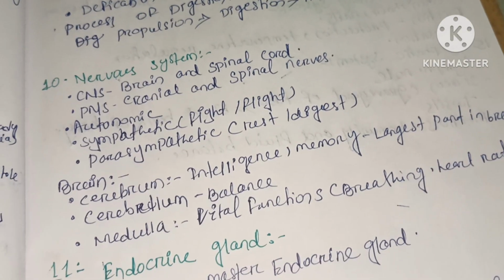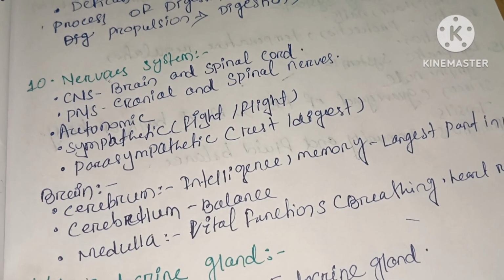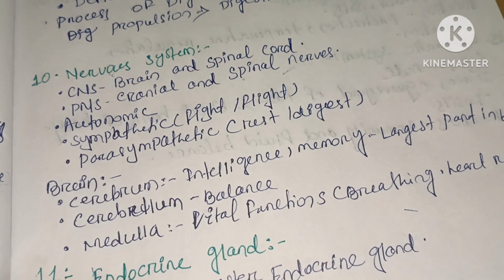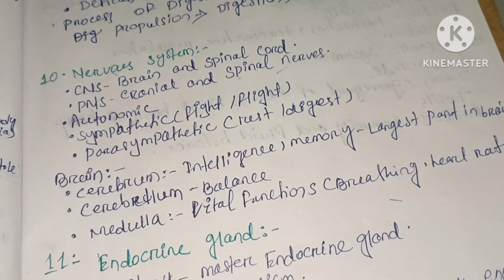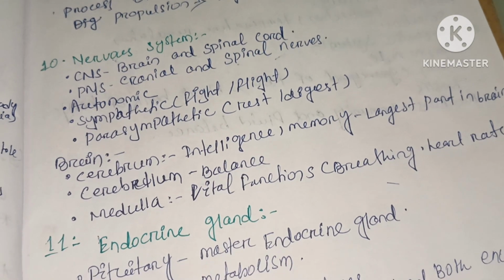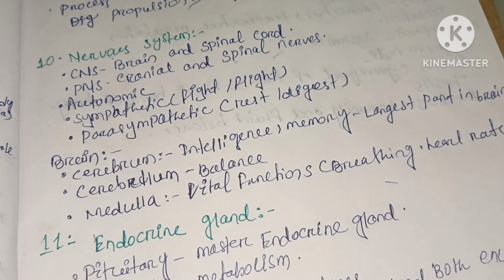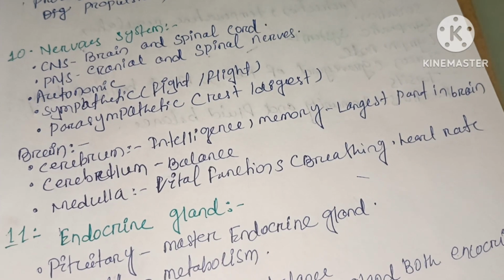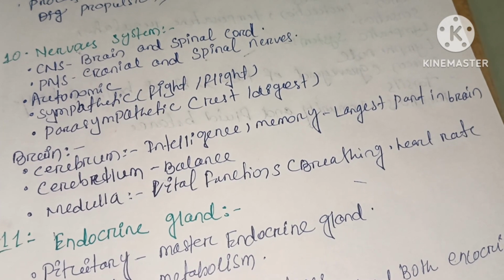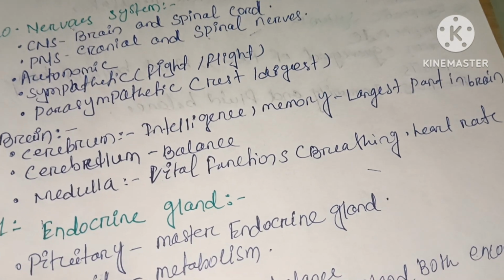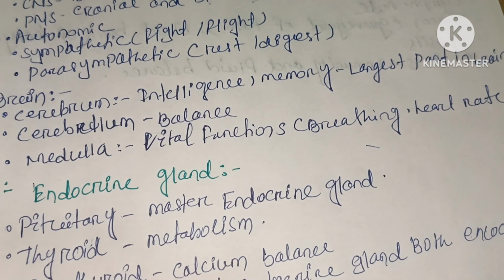Nervous system: the central nervous system contains brain and spinal cord. Peripheral nervous system contains cranial and spinal nerves. There are 12 pairs of cranial nerves and 31 pairs of spinal nerves. Autonomic nervous system has the sympathetic nervous system and parasympathetic nervous system. Sympathetic, fight and flight. Parasympathetic, rest and digest.